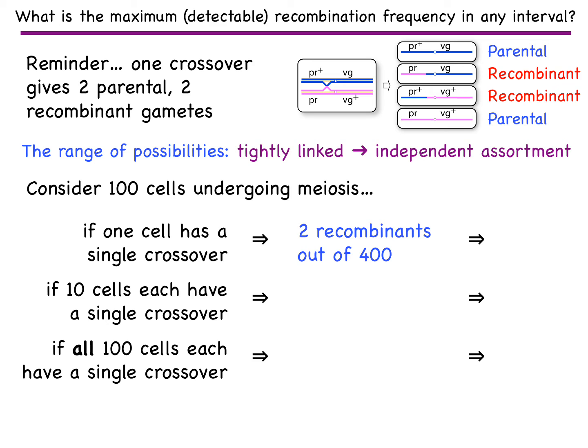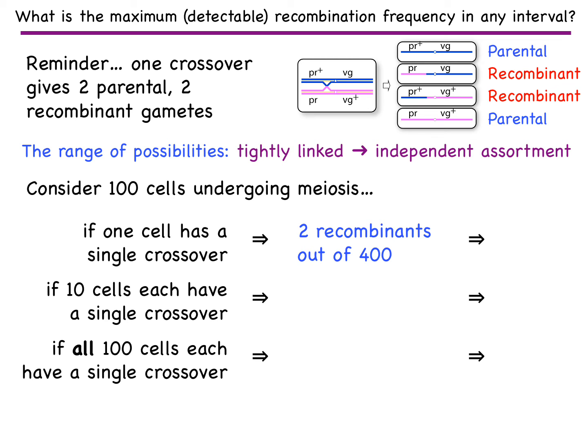Because remember, each time a cell goes through meiosis, it produces 4 products. That's why the total number of meiotic products in this case would be 400. So a single cell has a crossover that results in 2 recombinants out of 400. My little diagram above shows you an example of that. A single crossover event results in 2 recombinant types. The other ones would be parental. And if all the remaining 99 cells do not undergo recombination between the 2 genes we're considering, they would all have the parental arrangement of alleles.